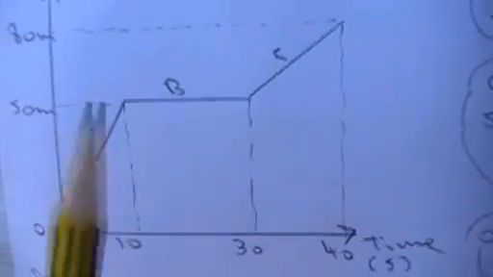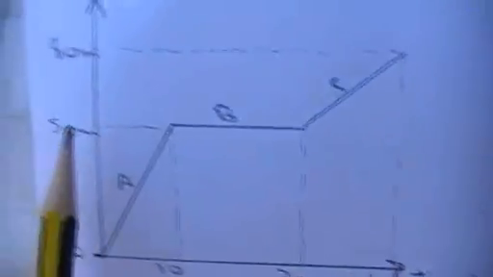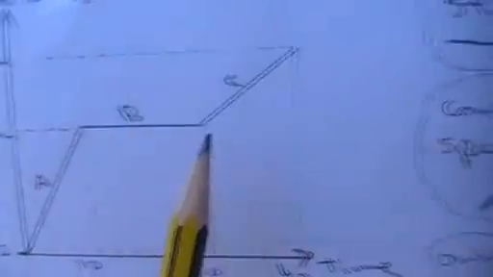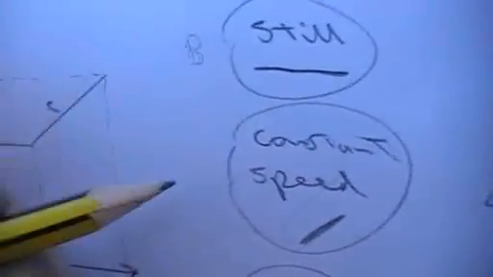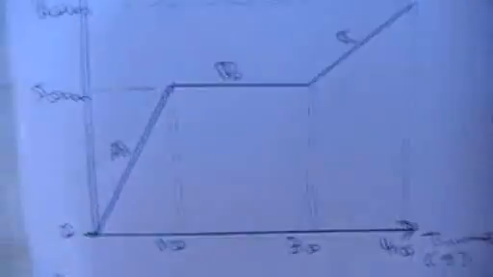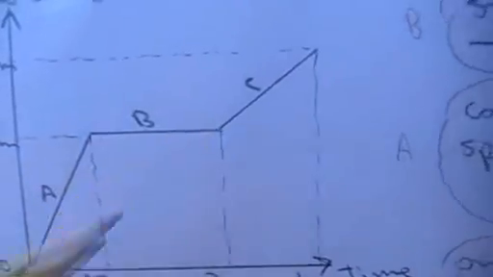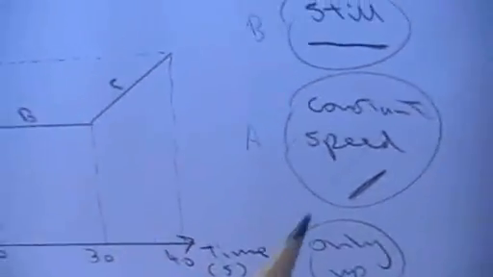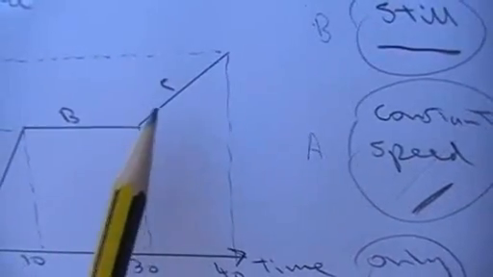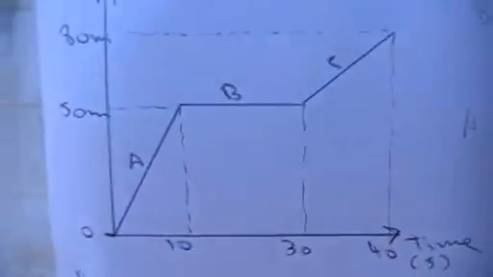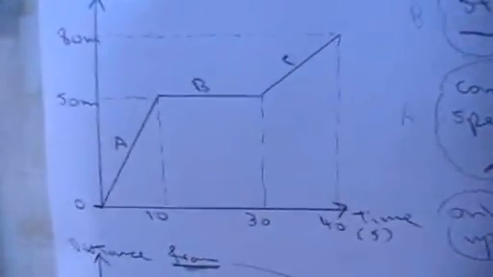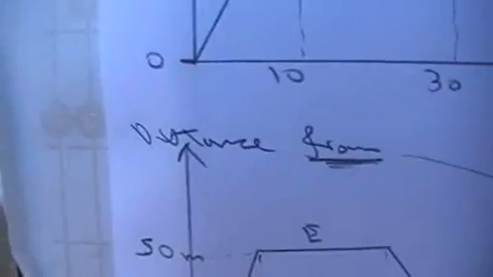Okay, part B, time is ticking along, but your distance isn't changing, so you're not moving. Time's going and you're not going anywhere. Part A is constant speed. And C, again, is constant speed because you're covering distance at the same rate. We'll look at the gradients in a second, but those are your main interpretations: still, and constant speed.